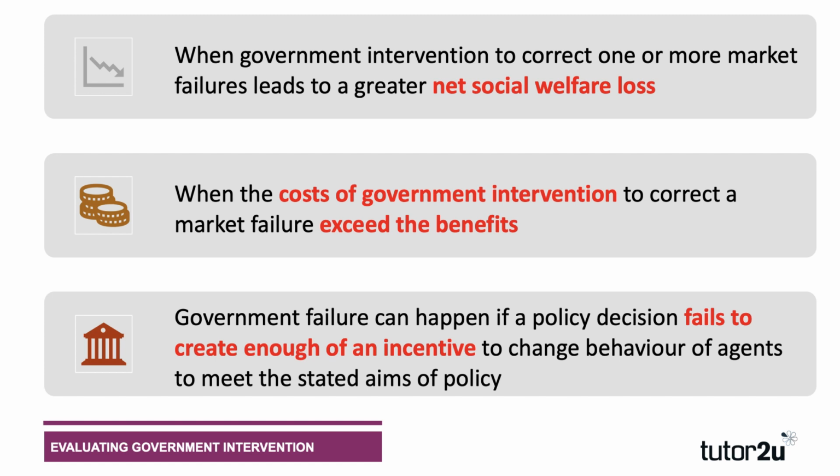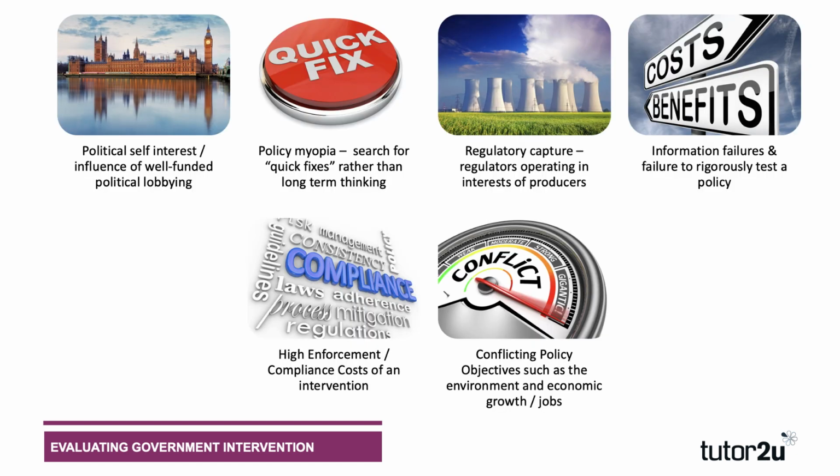And government failure can happen if a policy decision fails to create enough of an incentive to truly change the behaviour and the decisions of agents to meet the aims of policy. Now, we have a separate video on government failure, so I really strongly suggest you Google Julie Chu government failure on YouTube. You'll find a terrific video with lots of examples.